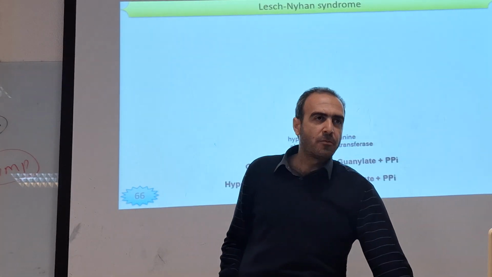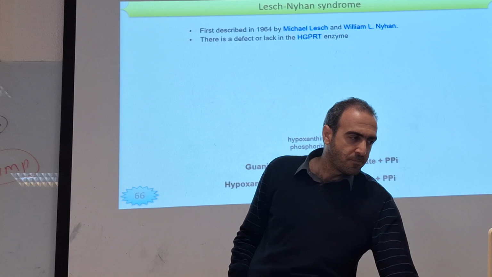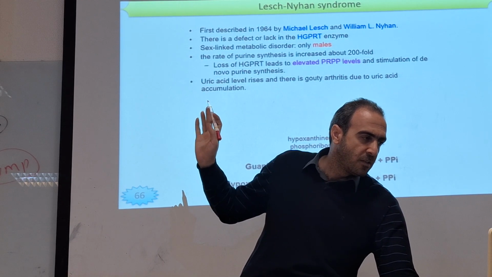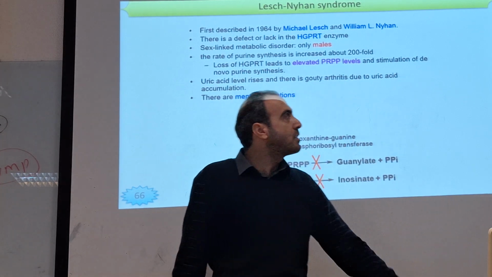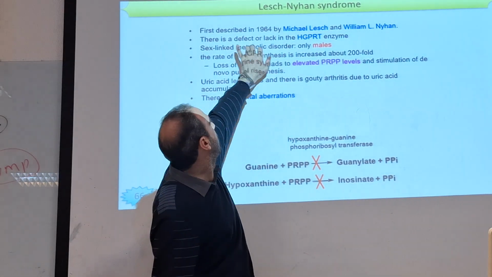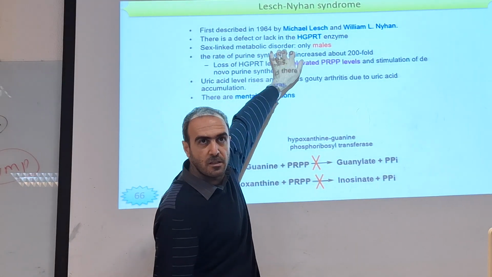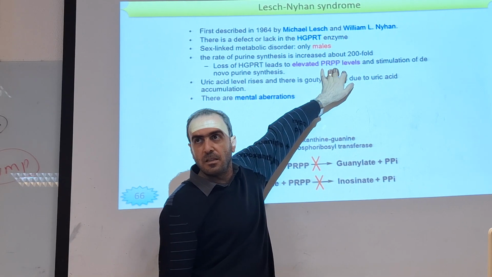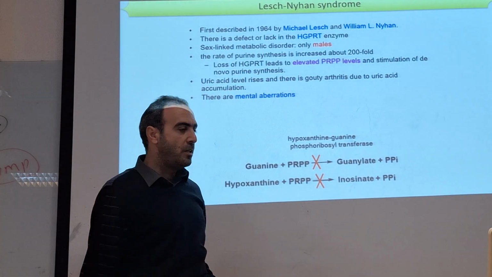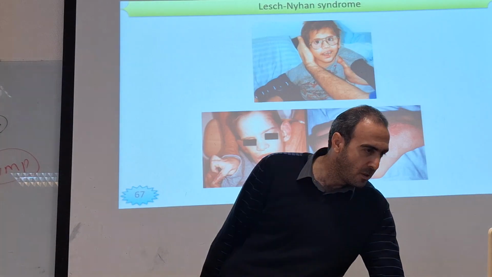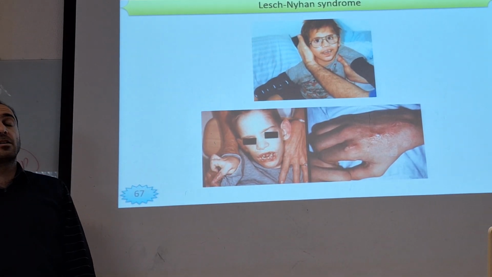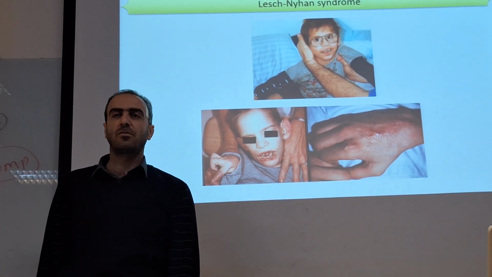So what happens in this kind of disease? Michael Lesch and William Nyhan discovered it in 1964. It's due to the dysfunction of HGPRT and occurs only in males because it's X-linked. Because it's X-linked, it's seen just in males. So we have an elevation in PRPP, and if you look at that, this is a patient with Lesch-Nyhan syndrome.